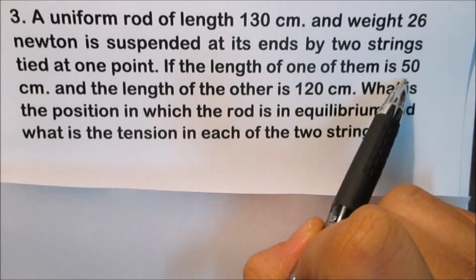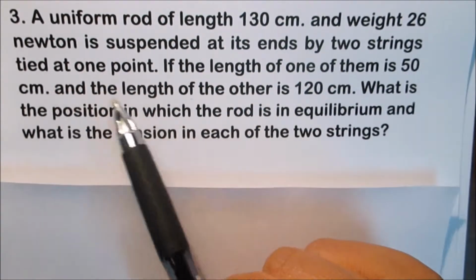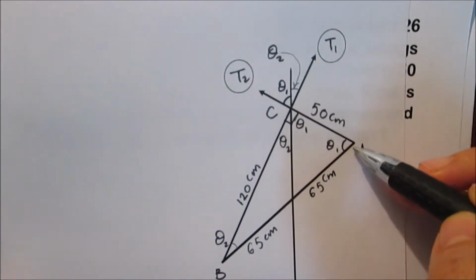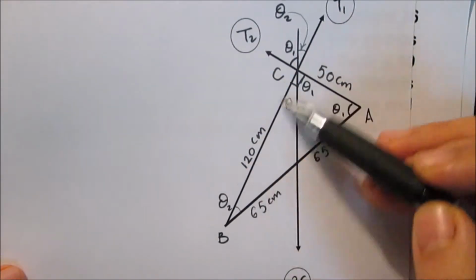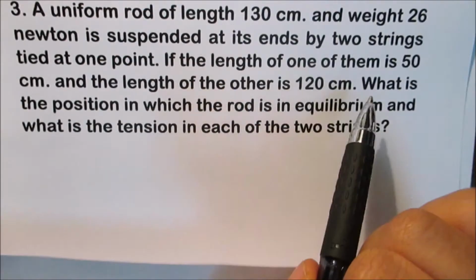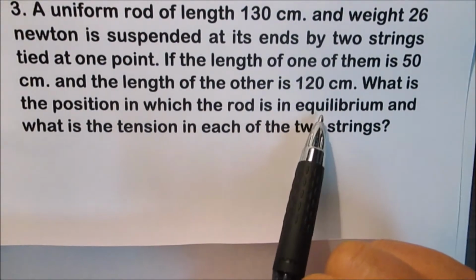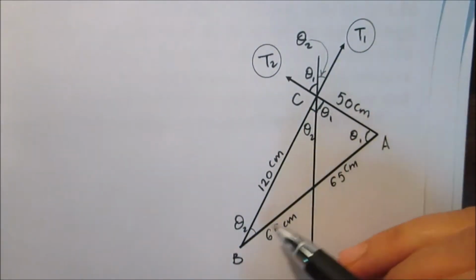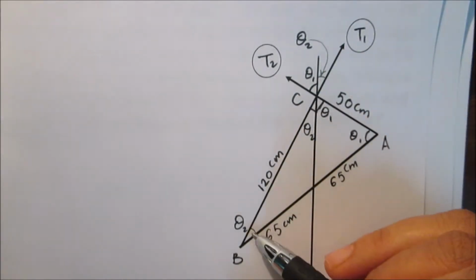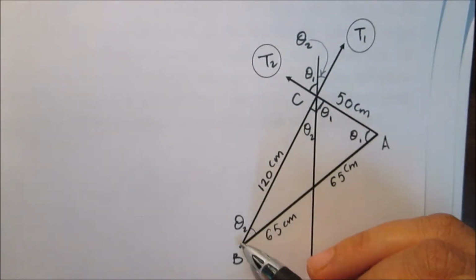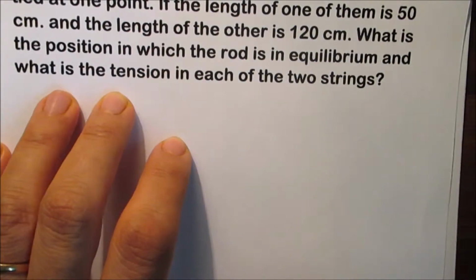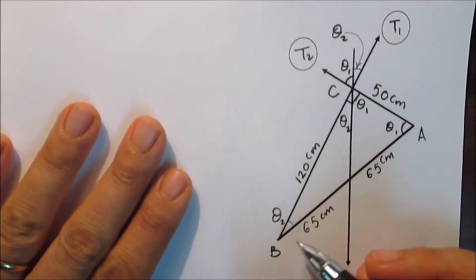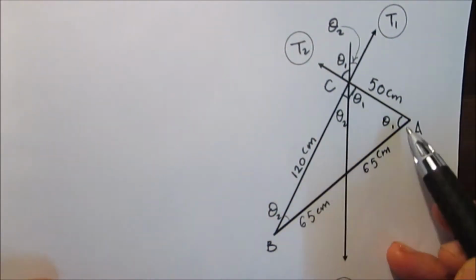If the length of one of the two strings is 50 centimeter and the length of the other is 120 centimeters, what is the position in which the rod is in equilibrium? Position means an angle. So to find the position of the rod, we need the angles between the rod and the two strings, angle A or theta 1 and angle B or theta 2, and also the tension in each of the two strings.